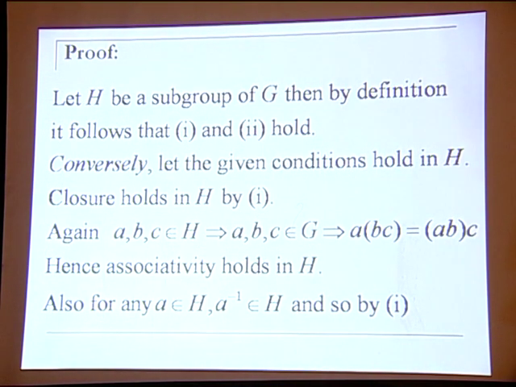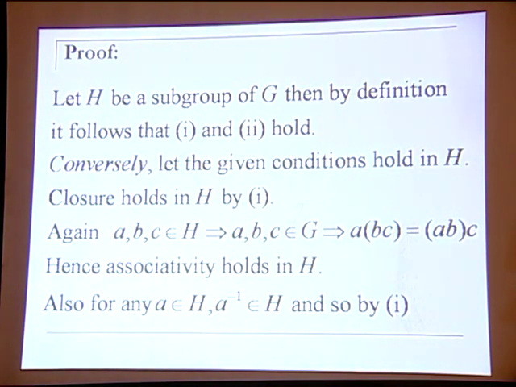Then taking the second property, associativity, take three elements a, b, c belonging to H. Now, H is a subset of G, so each and every element of H is also an element of G. So a, b, c belong to G, but G is a group. If G is a group, this implies associativity is satisfied, hence associativity holds in H. So the second condition is satisfied.